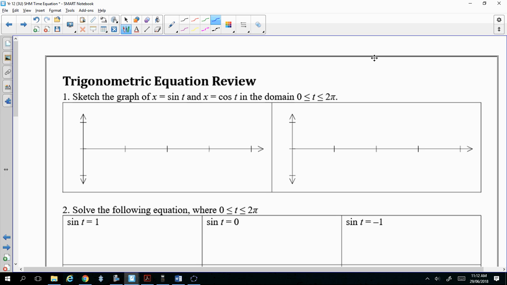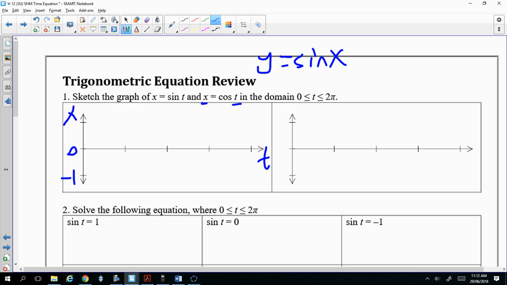In this topic, we need to revise trigonometric functions. So let's go through this first. In this topic, you're required to know how to draw the graph of sine. Notice that instead of y equal to sine x, I use it in terms of t, where t stands for time, x stands for the displacement.